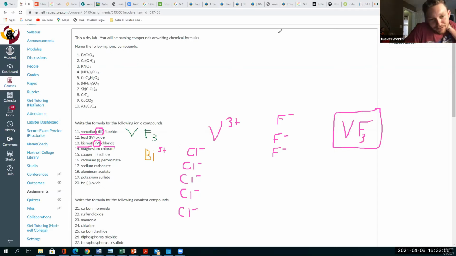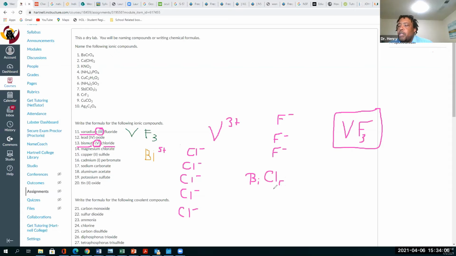Okay, so for which number? So then the final answer for that one would be Bi +5, Cl5. Now remember, when you write the ionic compounds, it doesn't have the charges because they balance each other out.